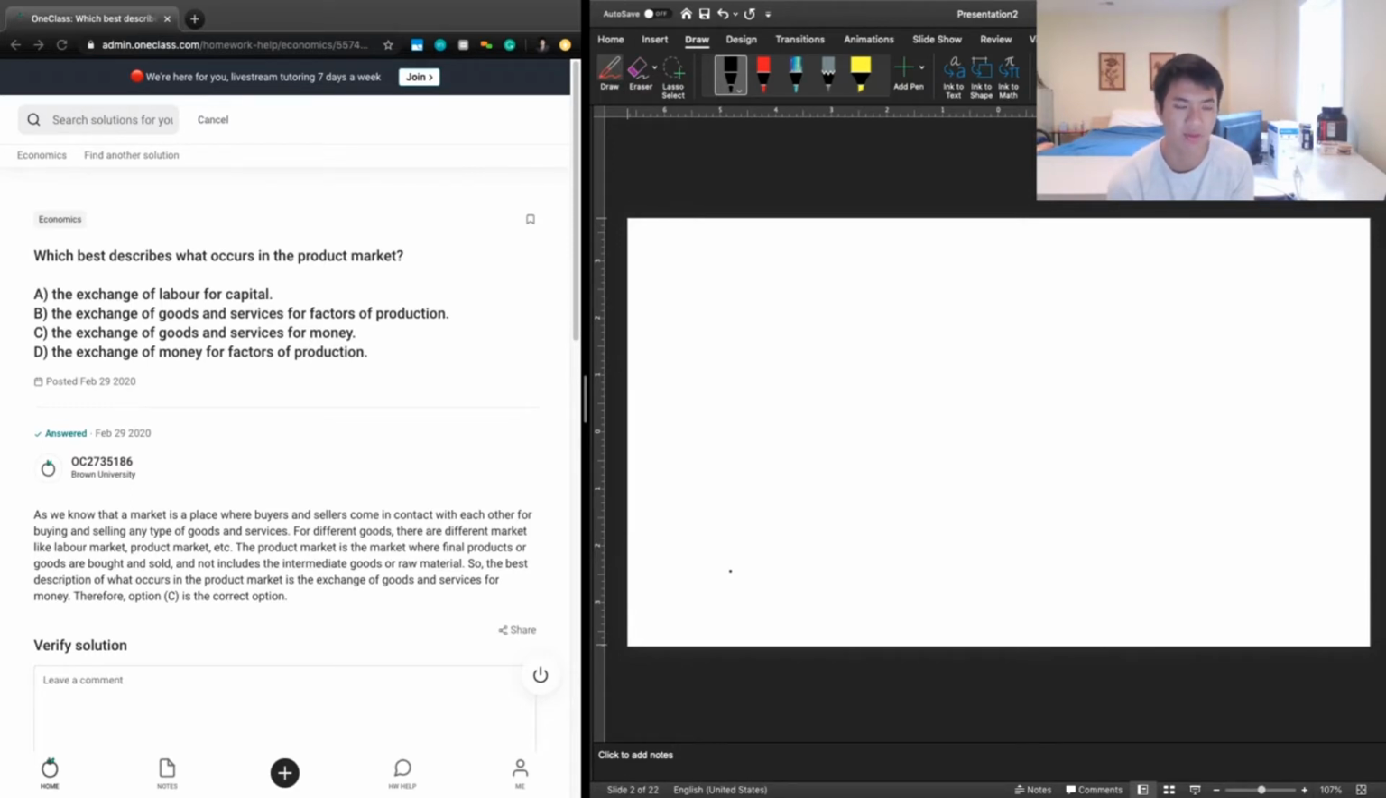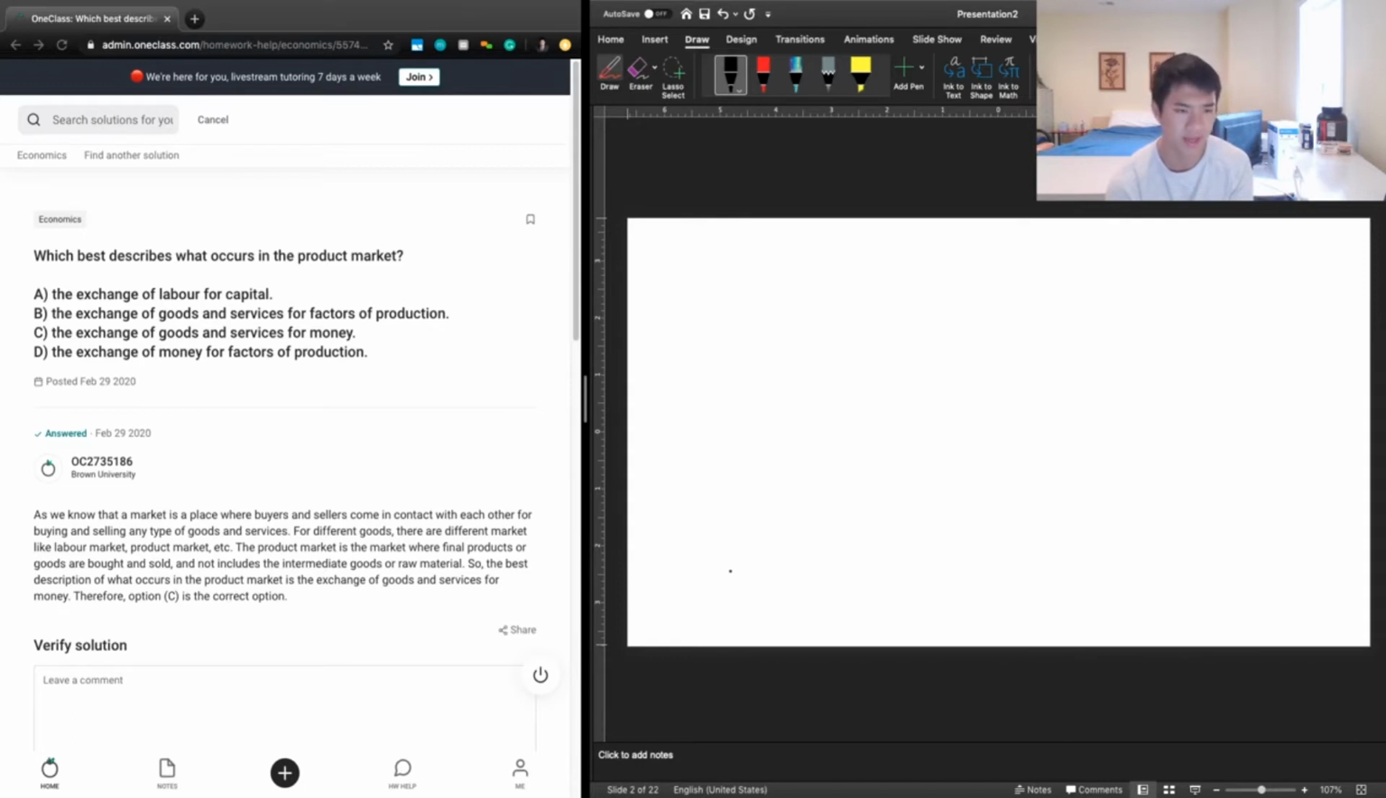So it is not one of those markets where you're seeing suppliers negotiating for parts from their vendors or anything like that. The product market is where consumers go to buy final goods and services. We're going to look at the answer choices to make sure some of them line up with what we expect to see.